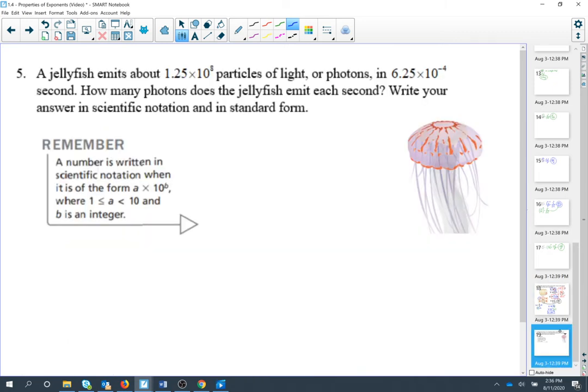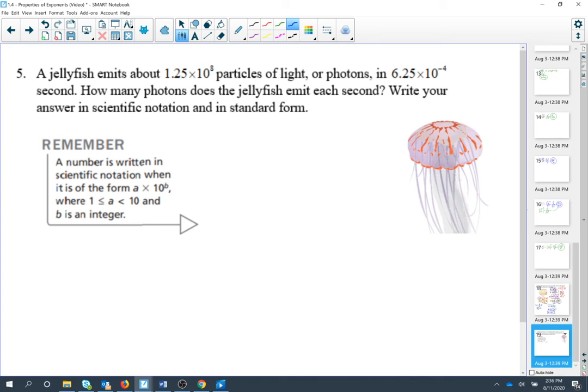Number 5. A jellyfish emits about 1.25 times 10 to the 8th particles of light, or photons, in 6.25 times 10 to the negative 4th second. How many photons does the jellyfish emit each second? Write your answer in scientific notation and in standard form. Okay, and then we'll get to this little reminder here in a minute.